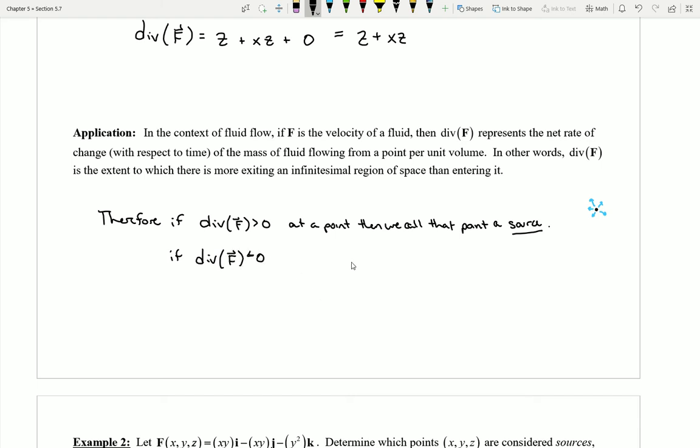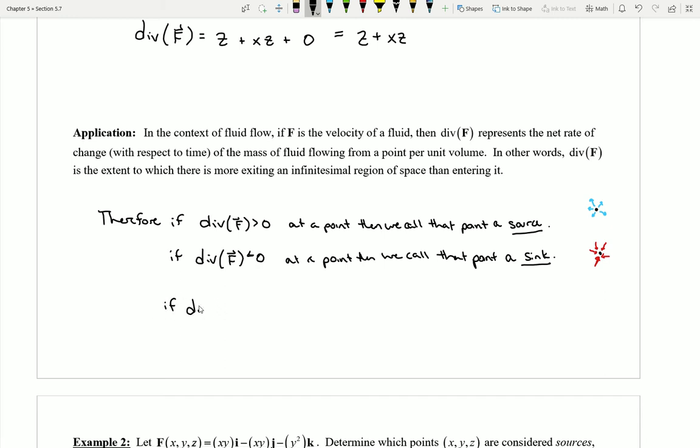comes out less than 0 at a point, then we call that point a sink. So that is, at that particular point in space, fluid is being pulled in towards that point as opposed to extending away from it. So I can think about every point as a source point or a sink point. And the divergence can help us understand which is which.